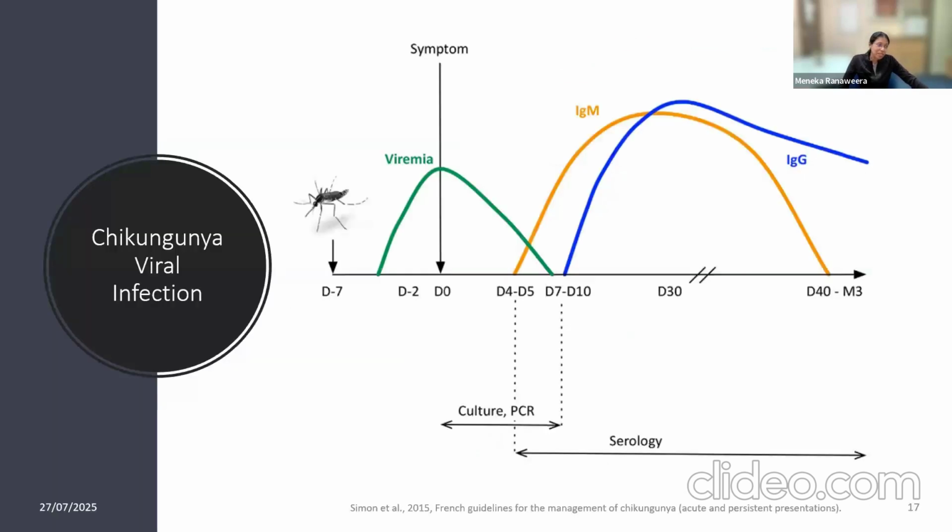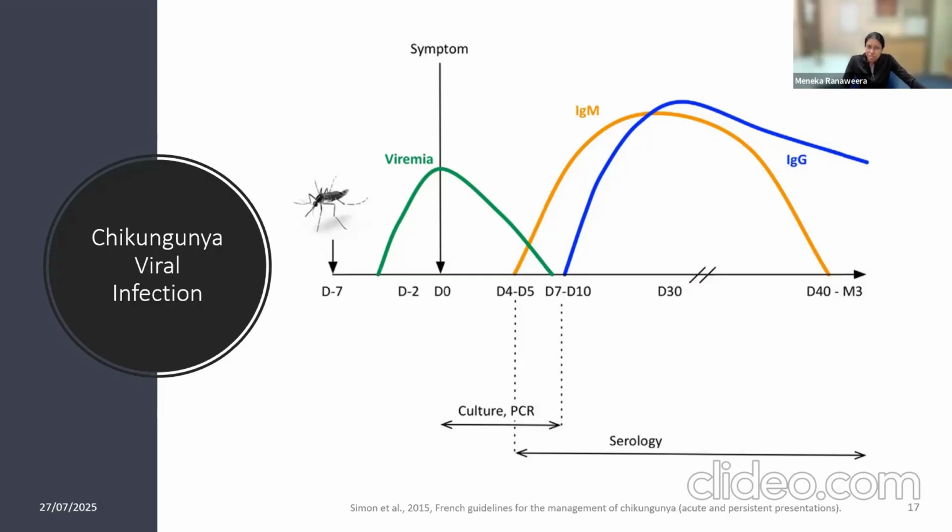In order to do that, we need to have a really good understanding of the viral kinetics, how the virus behaves, and also the immune response that the body is able to mount. Here on the x-axis, we have the time in days. Day 0 is when the symptoms start. And we have the incubation period here, which typically ranges from 3 to 7 days, but can range from 1 to 12 days, from the mosquito bite to symptom onset. You can see viremia starts a bit earlier than that, and then it lasts about 7 days.